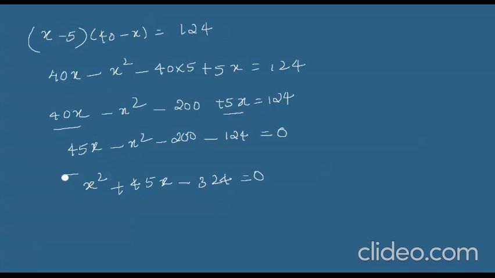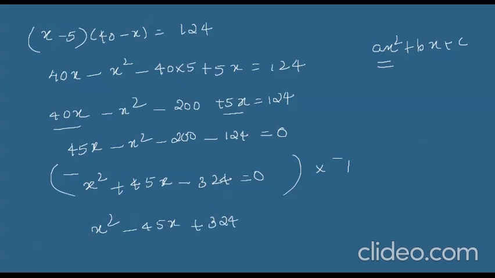Okay, so the first one is a negative sign. What is the general form? Standard form, ax square plus bx plus c. So let us make the first term positive. Just multiply throughout by negative 1. So this will become x square minus 45x, and minus of minus, plus 324 is equal to 0. So this is the required mathematical equation for the given question. Clear?